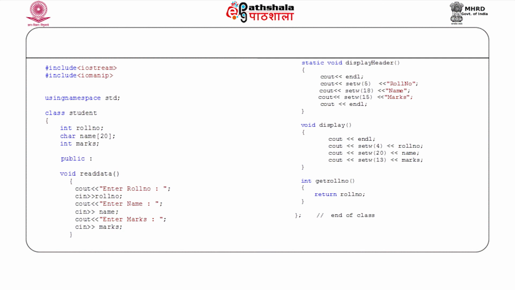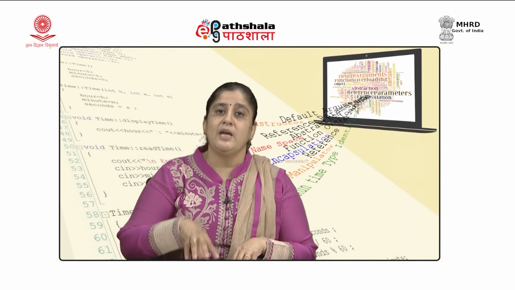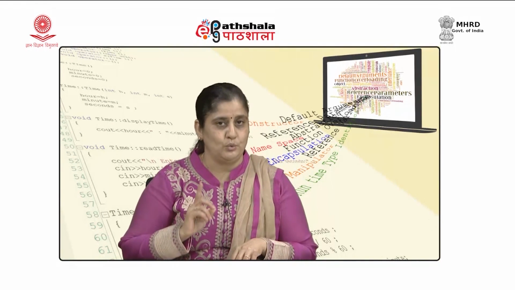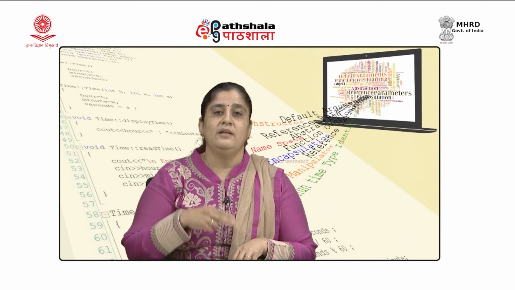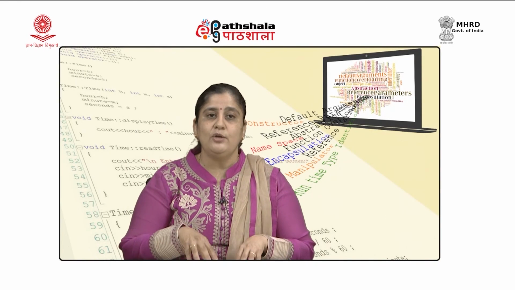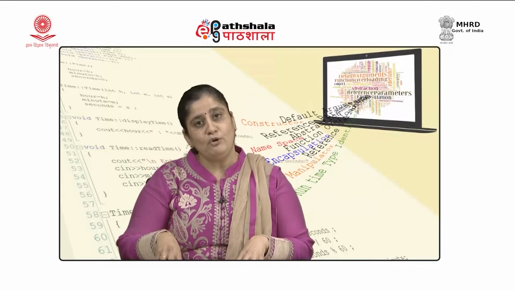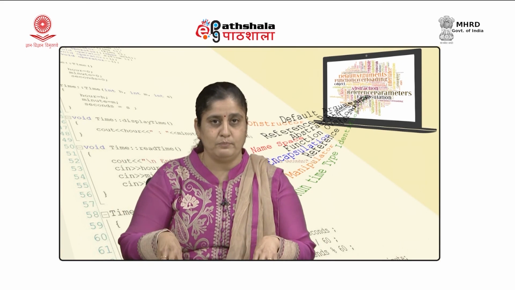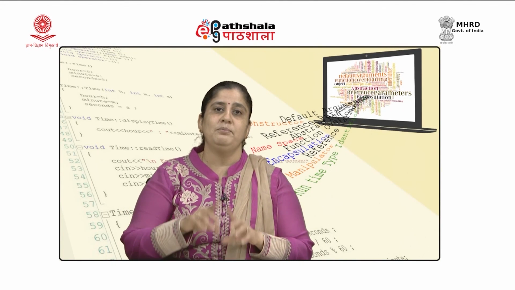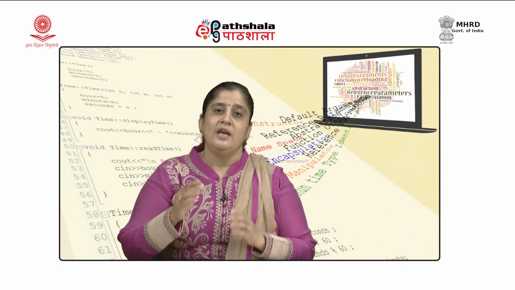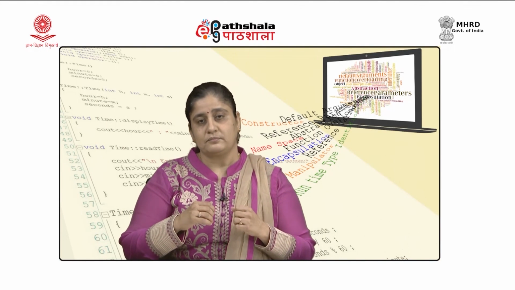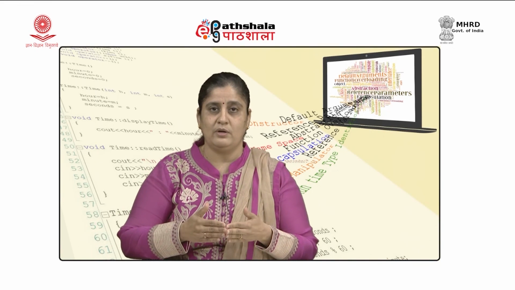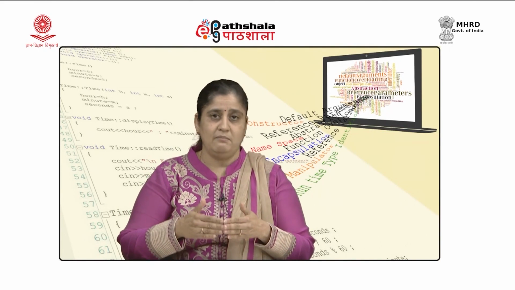So, this is our student class that we have defined. Now, the object of this student class will be able to store the information of only one student. So, if I want to store the information of 2 students, I need to define 2 such objects. If I want to store the information of 3 students, I need to declare 3 different objects. So, a student class defines one student. If I want to store the information about many students, I need to define many objects of the student class.